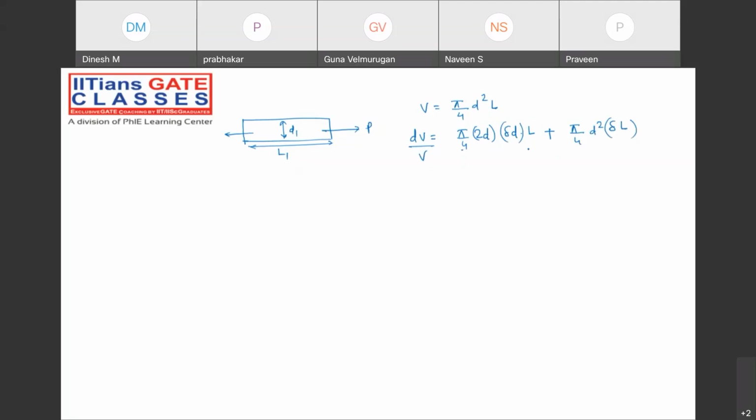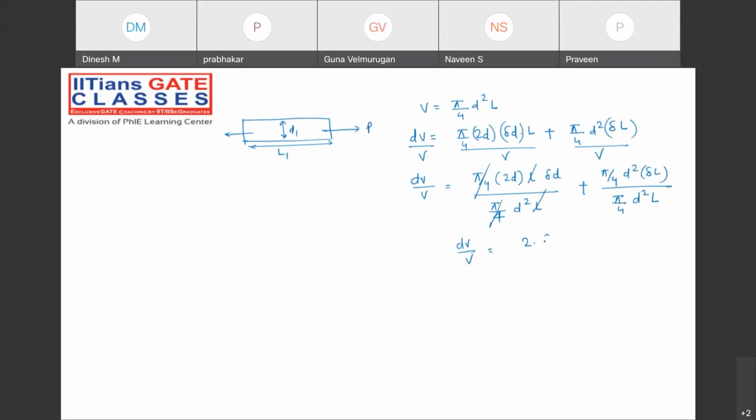Now I'm just dividing by V. So what will I be getting? dV by V will be pi by 4 2D into L into delta D, plus pi by 4 D square into delta L, divided by pi by 4 D square into L. So this is going to be cancelled out. So dV by V will be 2 into delta D divided by D, plus, again this will cancel out, delta L by L.